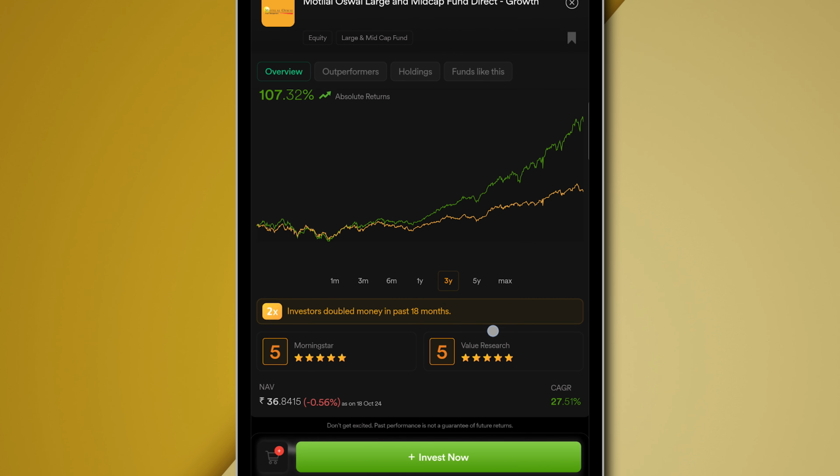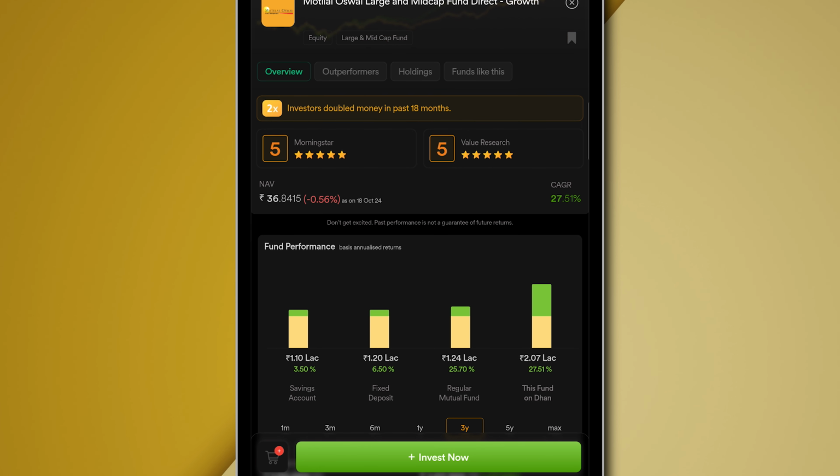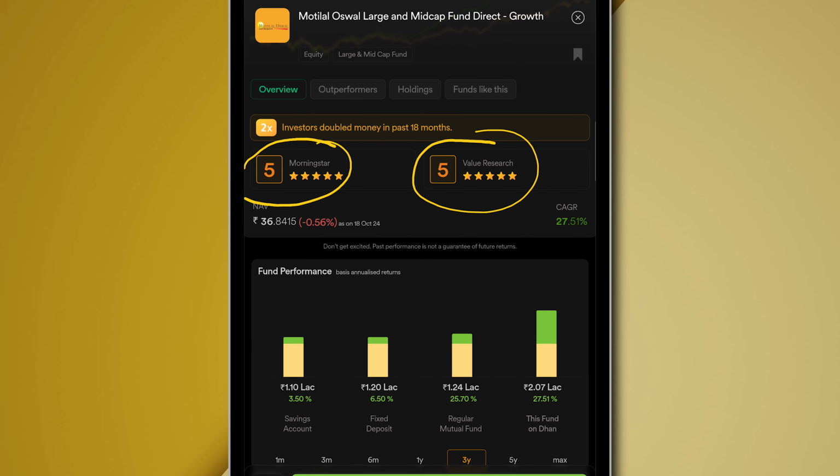But that aside, you can work with your financial planner or do your own research to find out what really is a good fund to buy. But at least that graph is there. There are independent agencies like Morningstar and Value Research which give ratings to funds. Both of them have given this fund a full 5-star, which adds credibility to this fund.